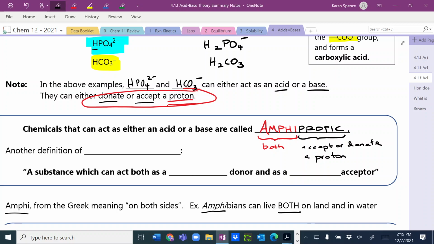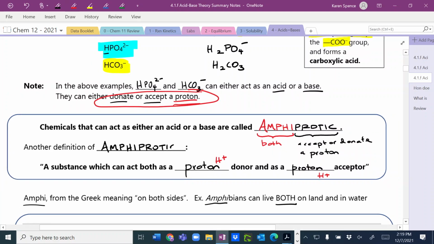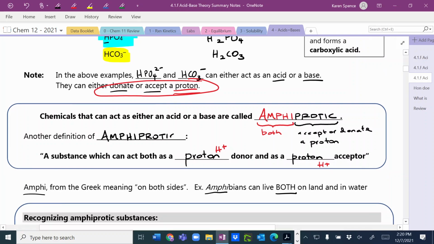Okay? So another definition of amphiprotic, you'll notice I'm having you write it again just to remind you how to spell it, is a substance that can act both as a what donor? Proton donor. And what's a proton? H+. And as a proton acceptor.